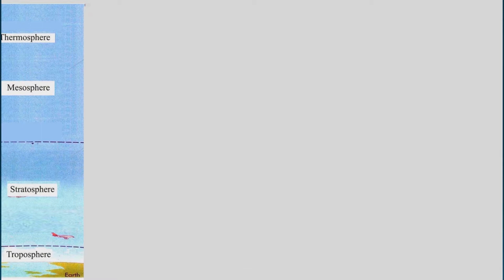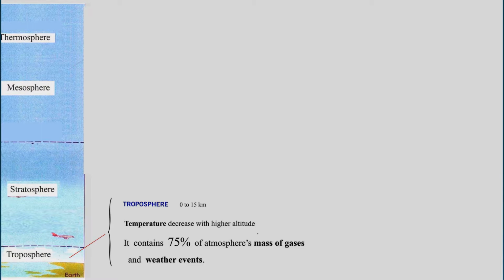Now we look at these 4 layers. Troposphere. The troposphere is the closest to the Earth. This layer makes up just about 10% of the whole atmosphere, but this 10% makes up 75% of all the gas mass. All the gas mass is contained in this layer.